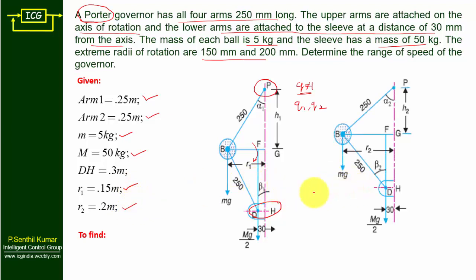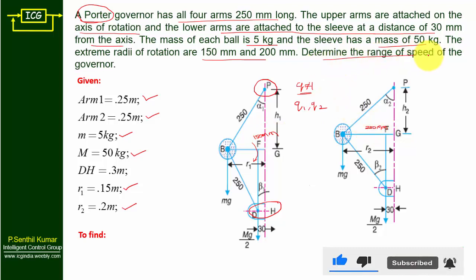So just look at these two diagrams. Because of 150 mm and 200 mm, we need to draw two free body diagrams, one for the minimum position and another for the maximum position. What is the difference between these two diagrams? Only the extension, this portion PG. Here it is 150 mm, whereas here it is 200 mm. We need to find the range of speed, that is delta N. We need to find N1 and N2, and from that we find delta N.